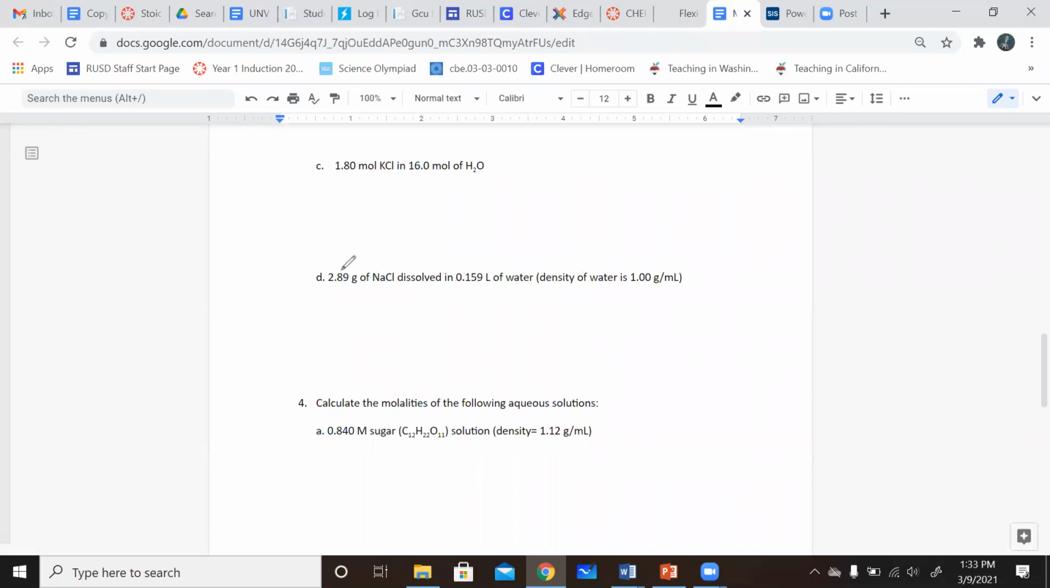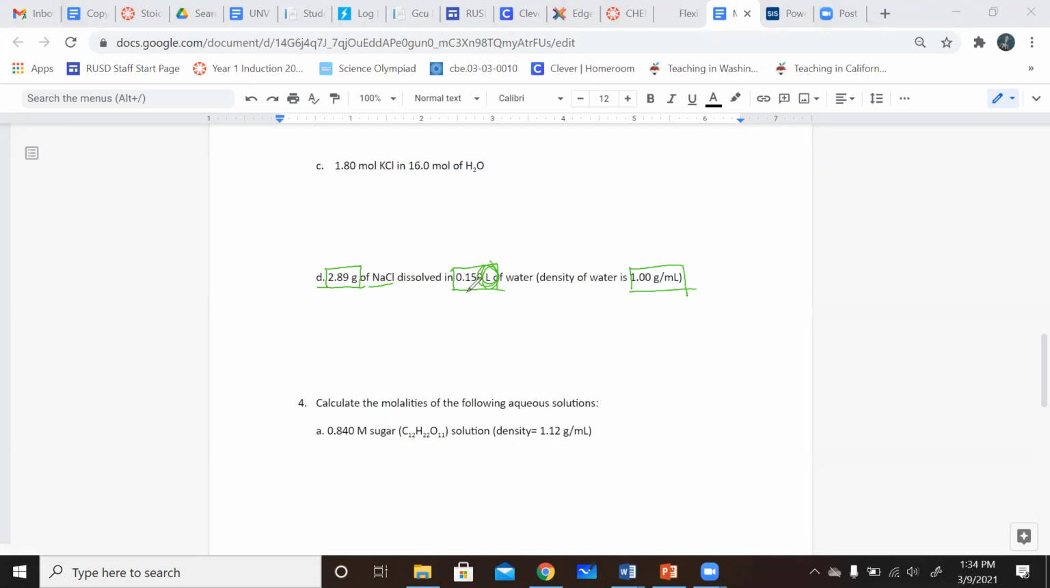So this is saying, hey, we have 2.89 grams of sodium chloride, and it's dissolved in this many liters of water. It also tells you what the density of water is, which is how you are going to convert that liter amount into a gram amount. Because remember, you need kilograms of water. You don't need liters. So that is done fairly simply, okay?